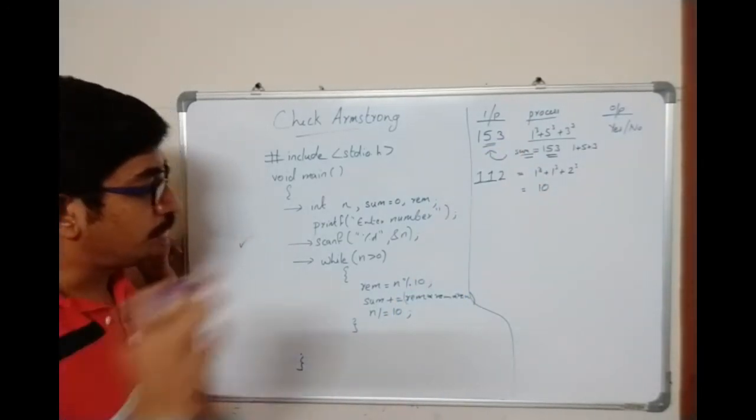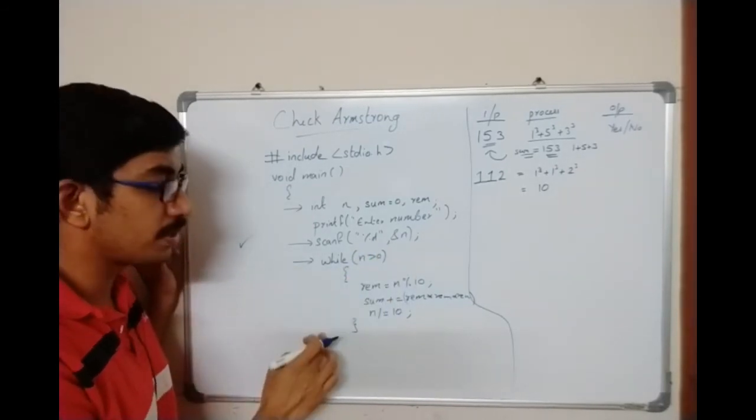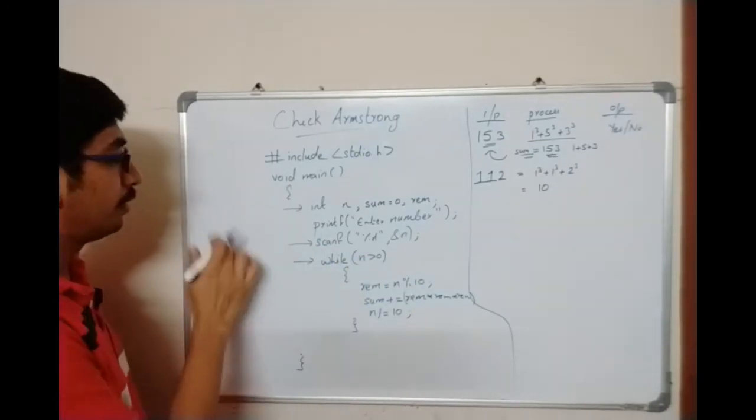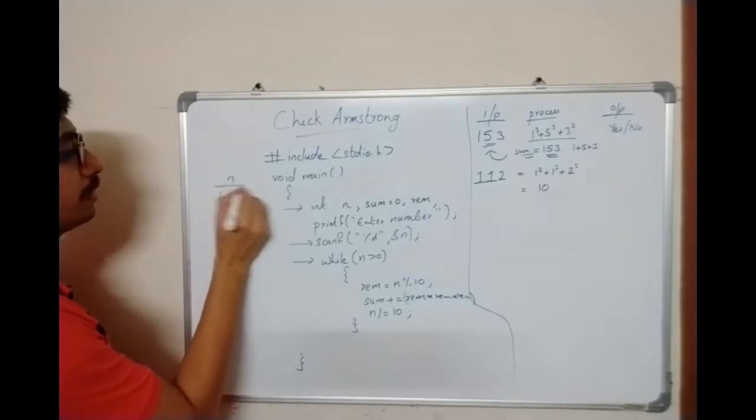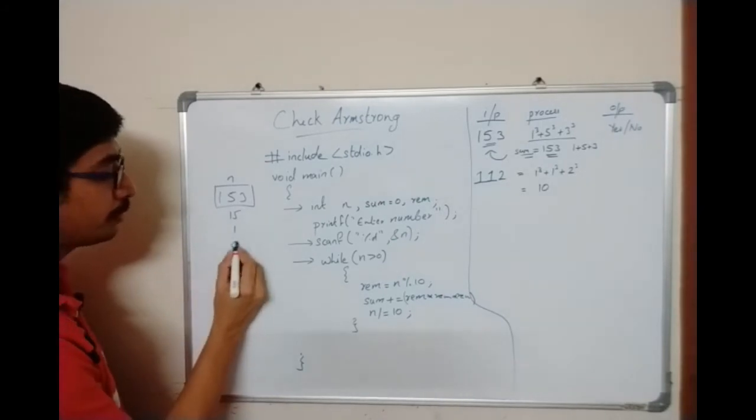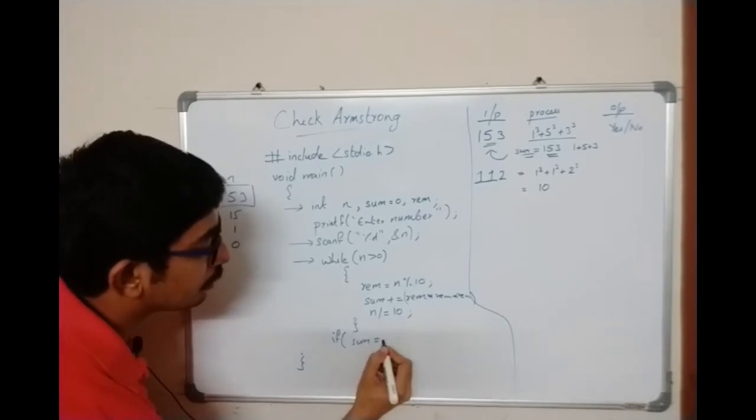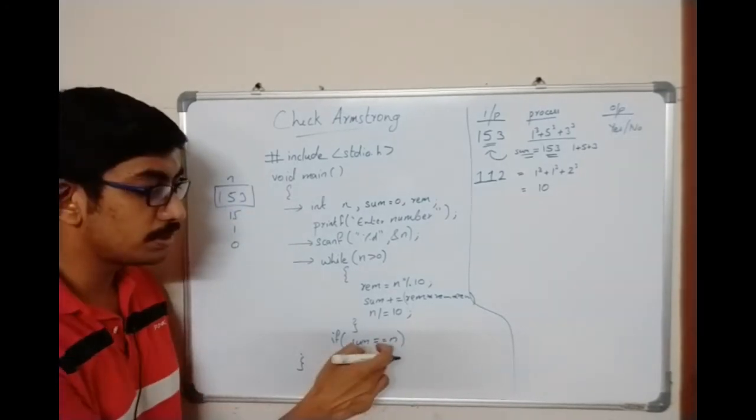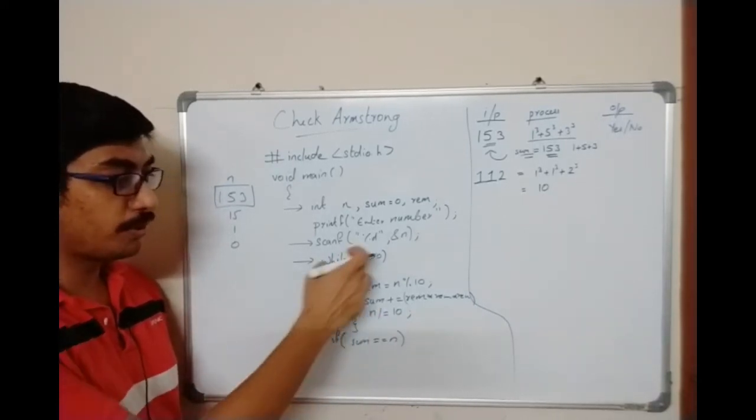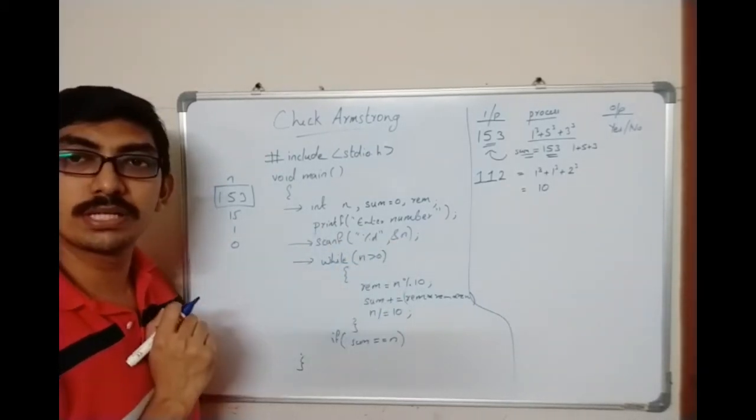Actually you are reading the original number in variable n, and after this process, what will you have in n? In the earlier video we saw that if 153 was in n, after the first iteration it becomes 15, then 1, and then 0. So if you compare sum with n, it will not work, because n has the value 0. What is the workaround for that? Since you are modifying n, before modifying it you have to keep a copy of the original value.